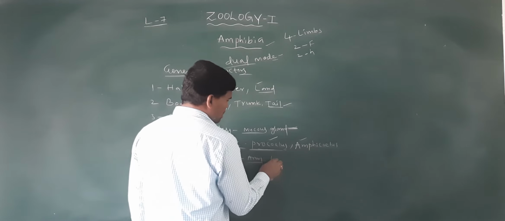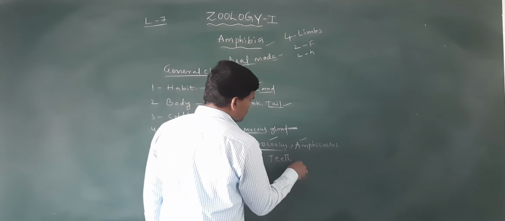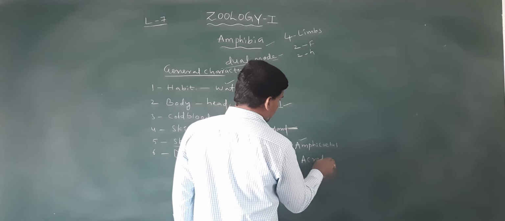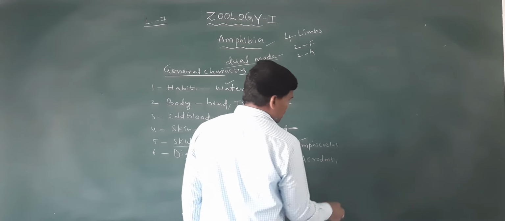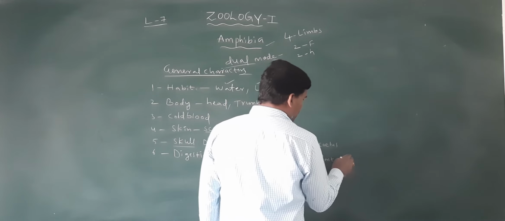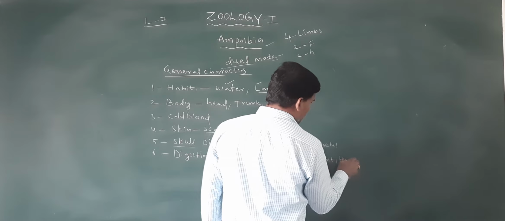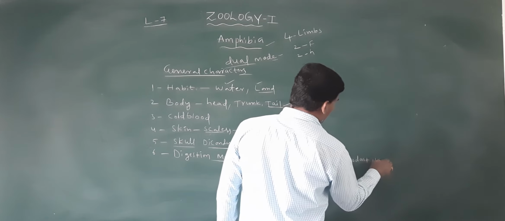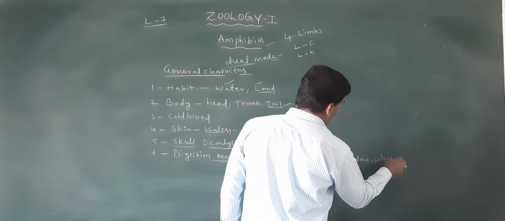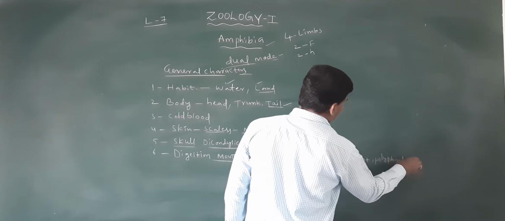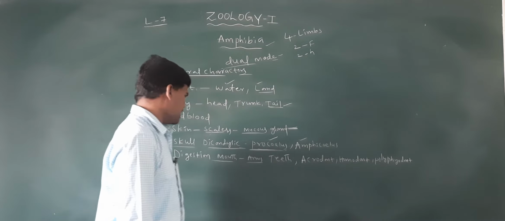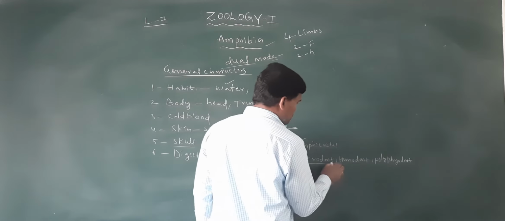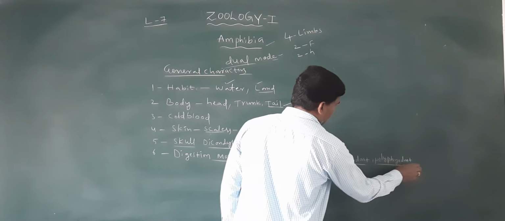The teeth. Types of teeth: acrodont teeth, homodont teeth, polyphyodont teeth. So which types of teeth are present in amphibians? Yes, acrodont, homodont, polyphyodont.